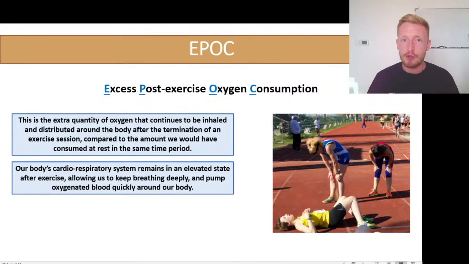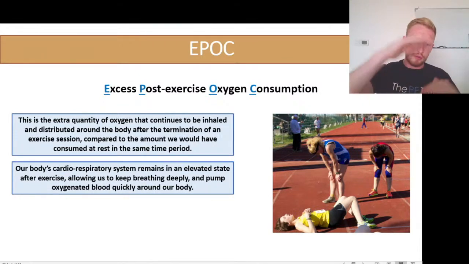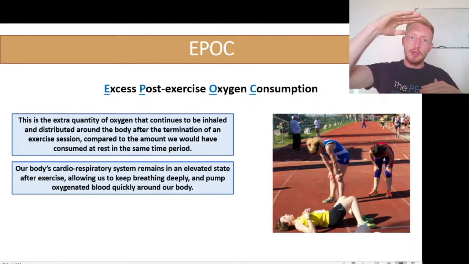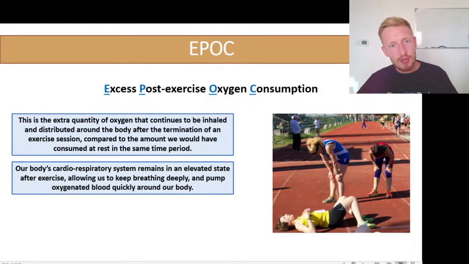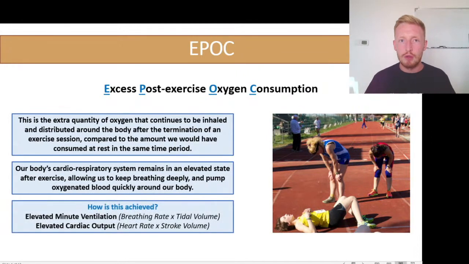Now, our body's cardiorespiratory system remains in this elevated state after exercise to enable this to happen. Because, and we'll go into the reasons why we need the oxygen in a moment, our heart keeps on pumping, hopefully, like you noted earlier in the starter. We keep on breathing faster and deeper. Our tidal volume remains larger. Our breathing rate remains more frequent. The same inside of our heart, which is what I've put here.